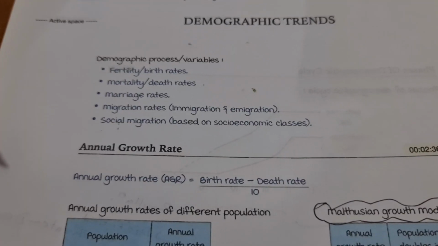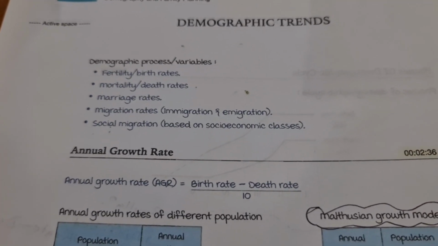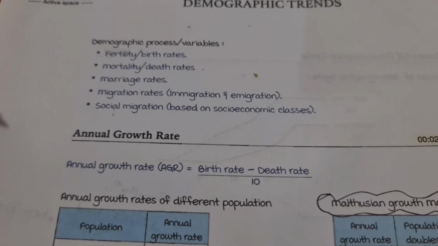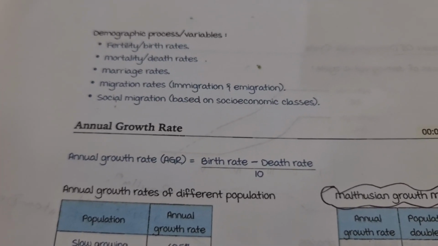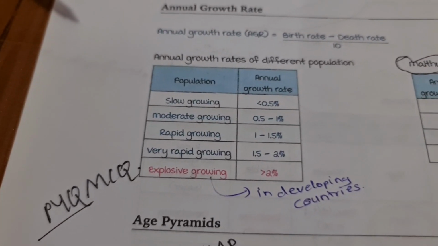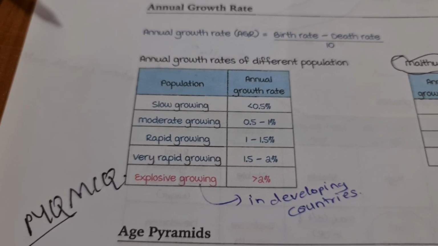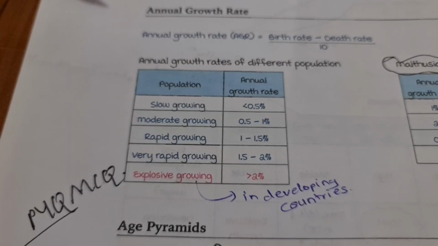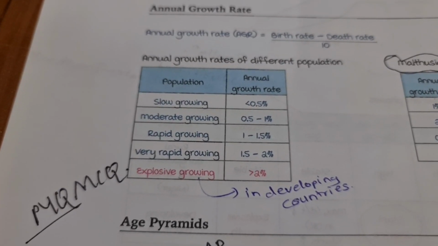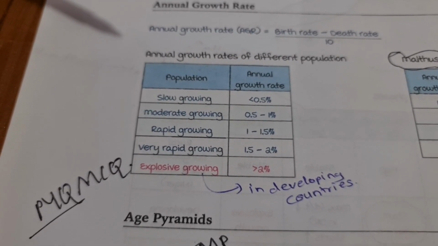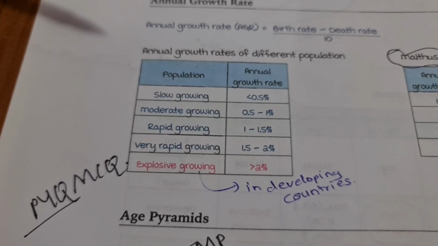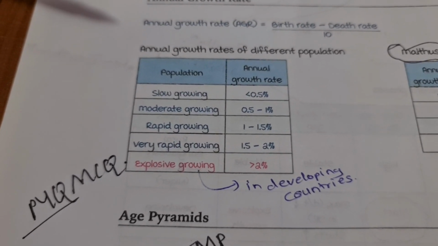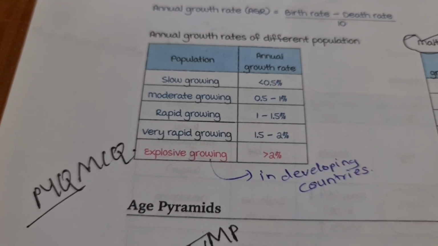So after that, the annual growth rate is also quite an important point. What is the annual growth rate? It has the formula birth rate minus death rate by 10. So guys, if the annual growth rate is less than 0.5%, then the population is slow growing. Likewise, moderate growing, rapid growing, and very rapid growing. The most important point is that explosive growing means if the annual growth rate of the population is more than 2%, then the population is explosive growing.